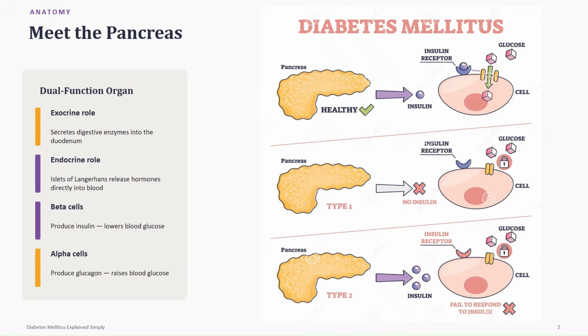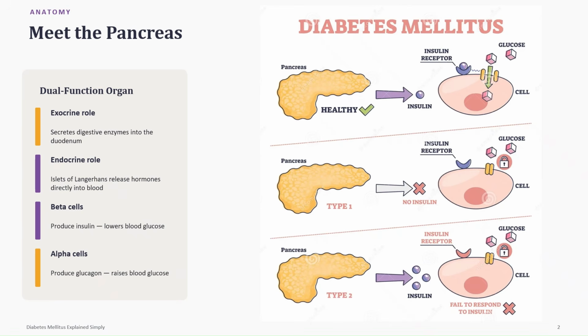Before we talk about diabetes, we need to meet the star of today's video, the pancreas. The pancreas has two major jobs. First, it helps digestion by releasing digestive enzymes into the intestine. But for diabetes, we're interested in its endocrine function. Inside the pancreas are clusters of cells called the islets of Langerhans. The beta cells produce insulin. The alpha cells produce glucagon.